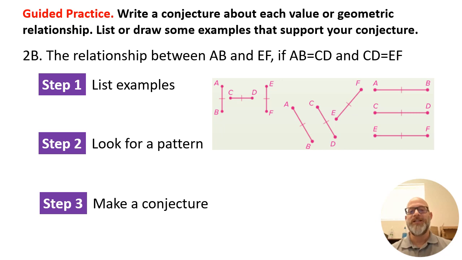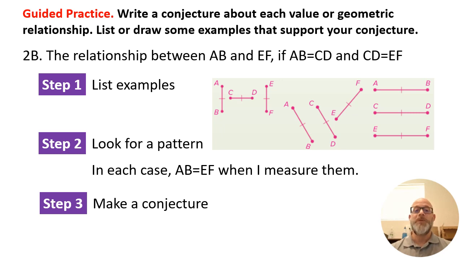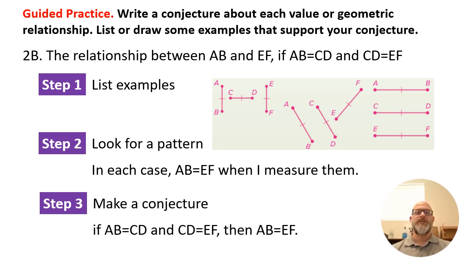Notice I could use a compass to make CD from AB, and I can use a compass to make CD from EF. And then if I check with the compass, I'll see that AB is equivalent in measure to EF, congruent. And no matter how many times I try this, it's always going to work out. And so my pattern is, in each case, AB equals EF when I measure them with a compass or with a ruler. My conjecture: if AB equals CD and CD equals EF, then AB equals EF. Notice my conclusion is algebraic in nature, but my work was geometric.